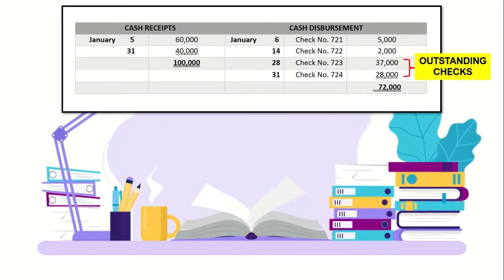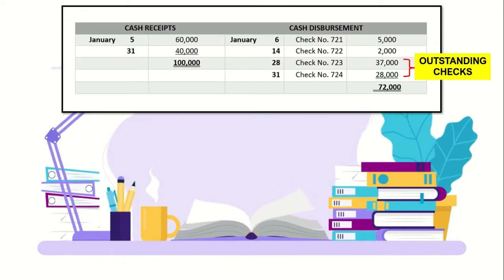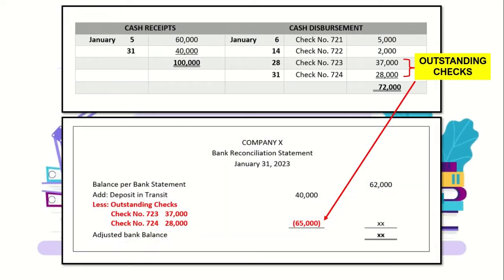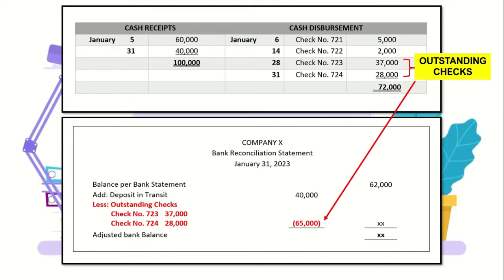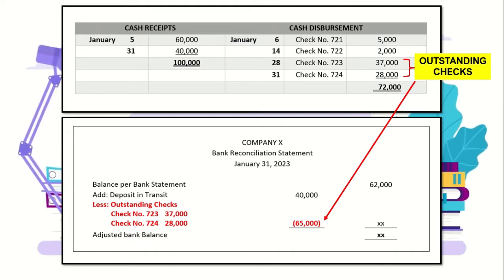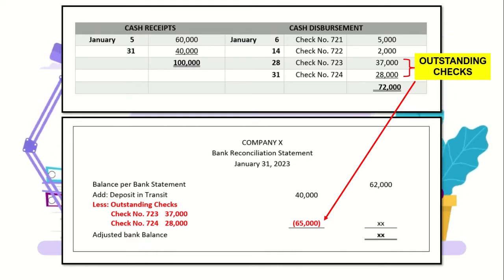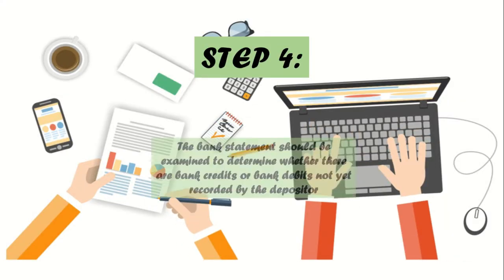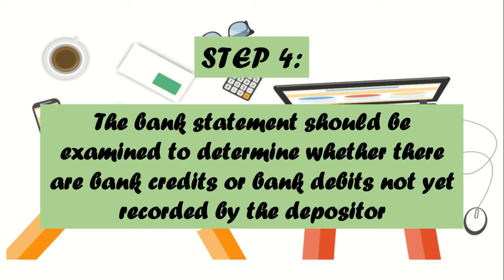As to its treatment, we are going to plot this under the bank reconciling items as a deduction amounting to 65,000. Outstanding checks already decrease the book balance, but have no effect on the bank balance because the checks are not yet paid by the bank. Consequently, the bank balance is overstated, so these are deducted from the bank balance. Step 4. The bank statement should be examined to determine whether there are bank credits or bank debits not yet recorded by the depositor.